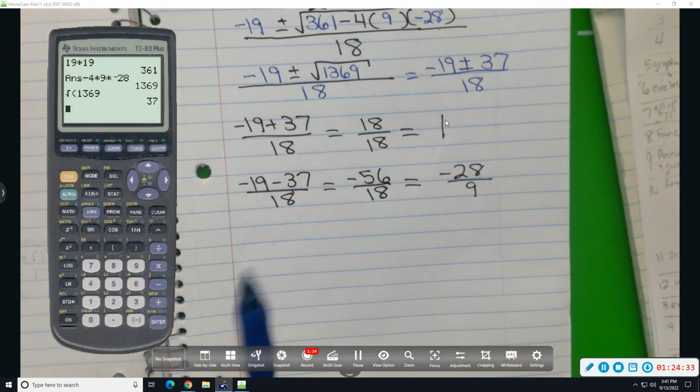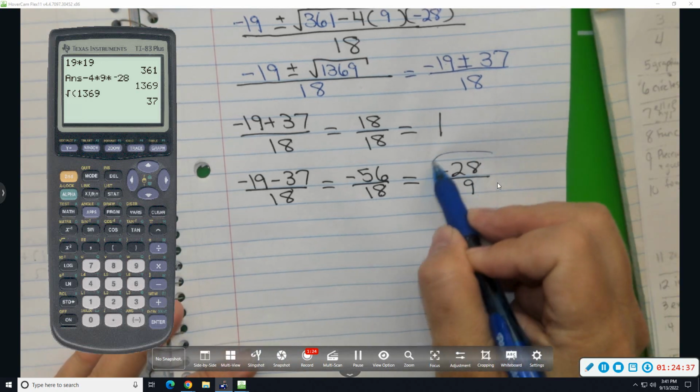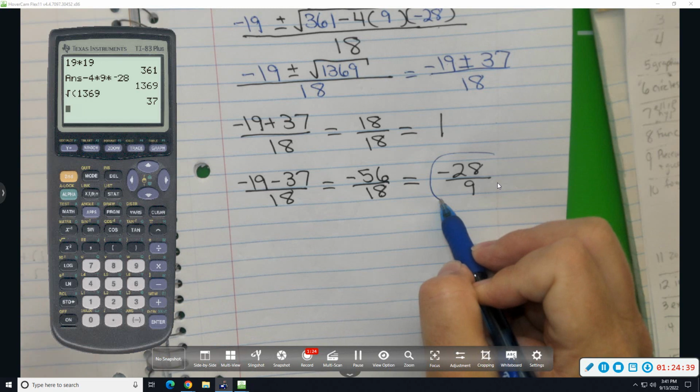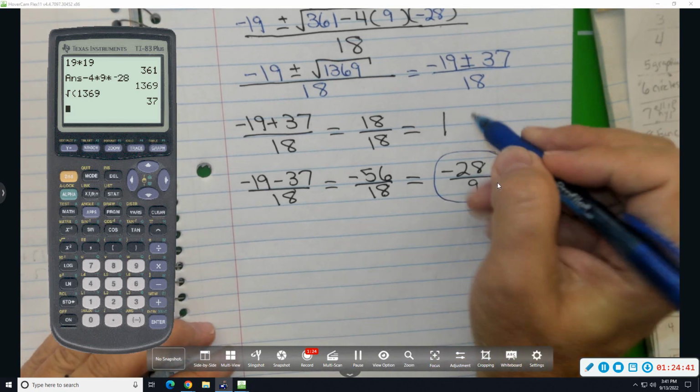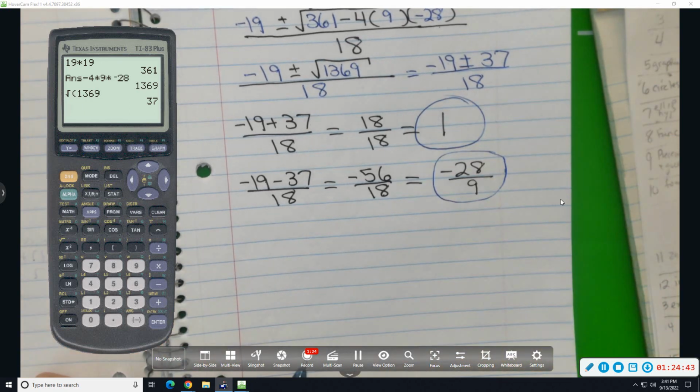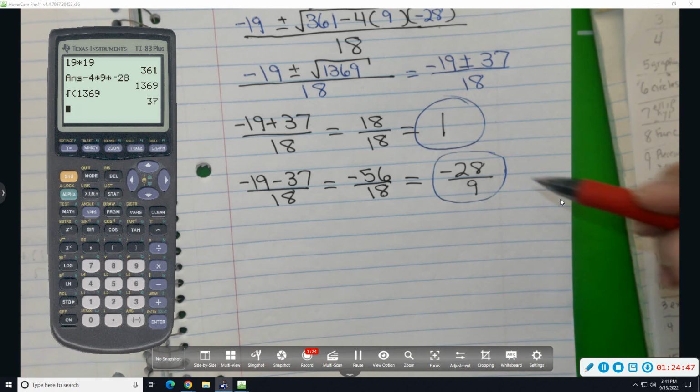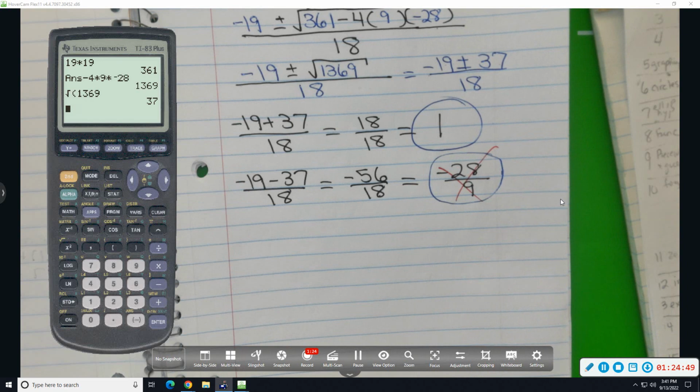So if you can't solve the equation by factoring, or if you don't see the factorization, you can still get the solutions using the quadratic formula. And then you still got to check it, and you mark that out. Okay.